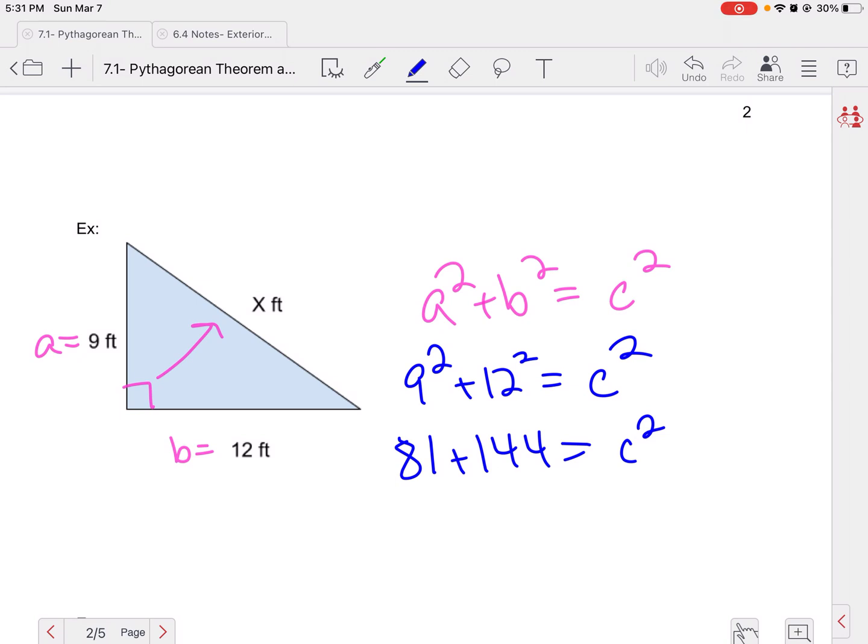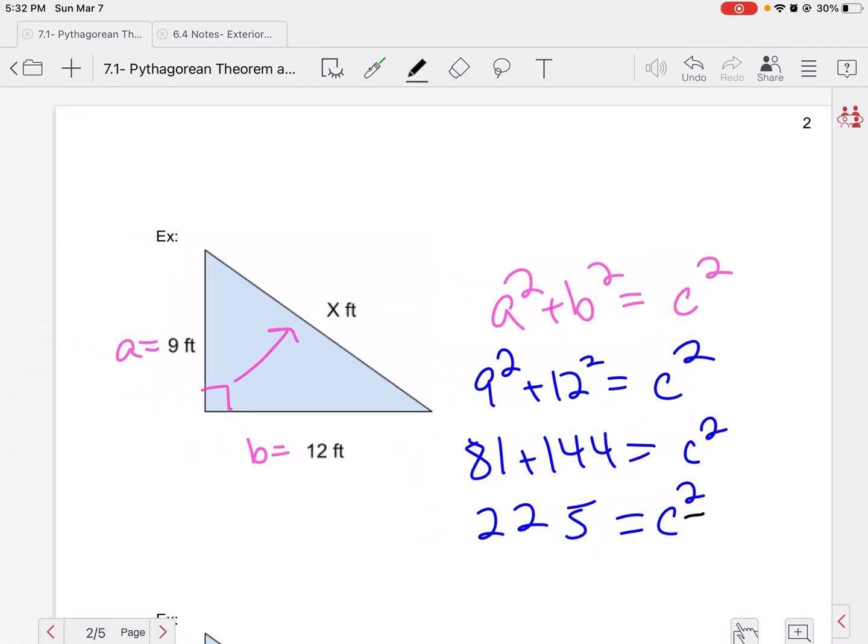Well, now if we do 81 plus 144, that would be 225, if I remember correctly. So 81 plus 144 equals 725. I'm sorry. No, that is not right. 81 plus 144, 225. I was right the first time. Sorry, guys. And then again, to get rid of a square, we square root it.